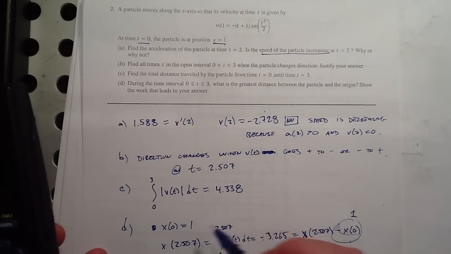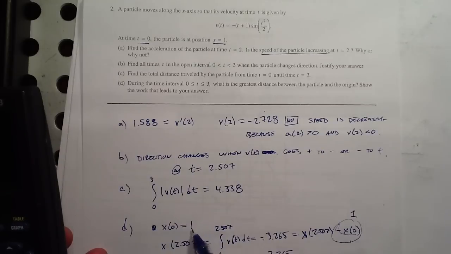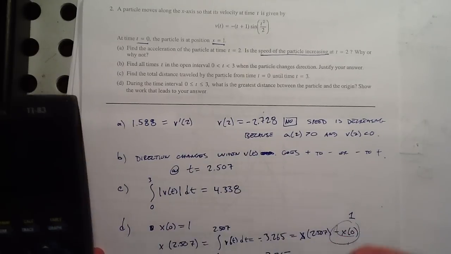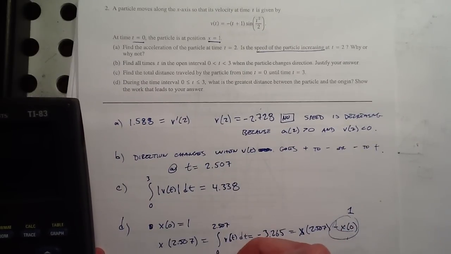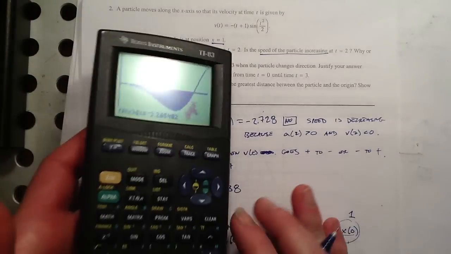So here are the positions so far. Where is it furthest from the origin? Well, here it's 1 from the origin. Here it's negative 2 and change from the origin, so that's winning so far. And then finally, I need to find the position at 3, just to make sure that somehow it didn't get further. So I can do the same thing. Let's find the displacement. I don't care about total distance traveled here. I actually want to know where it is, right?